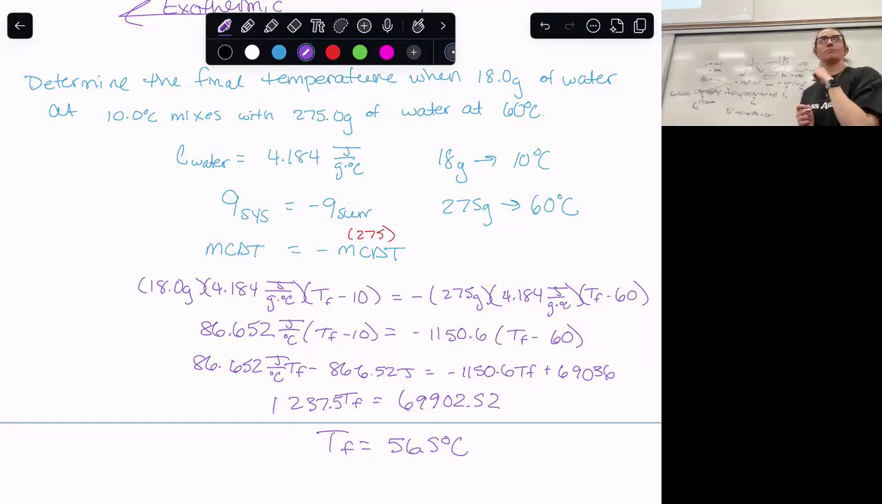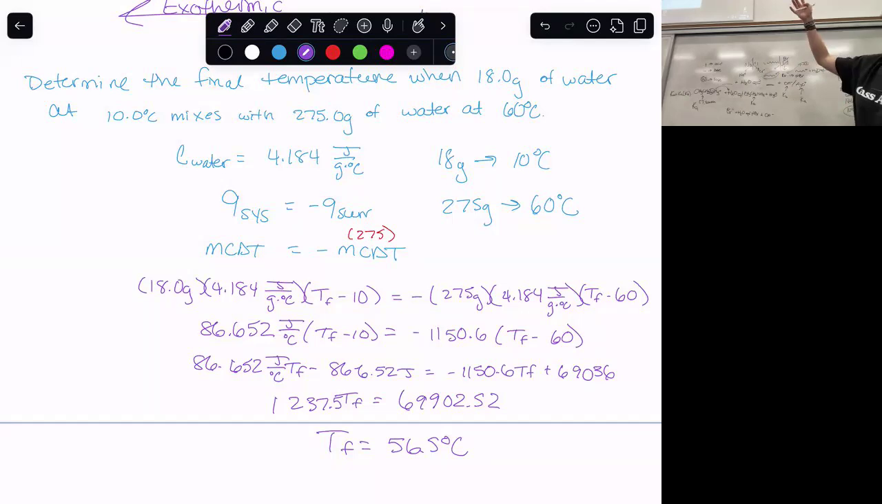I think that's right. So we should get 56.5, which if we look at our original question, we have 10 degrees and we have 60 degrees. So we should end up somewhere between 10 and 60, which we do. I was getting a decimal, right? So that should be like a red flag. So you should end up somewhere between 10 and 60.